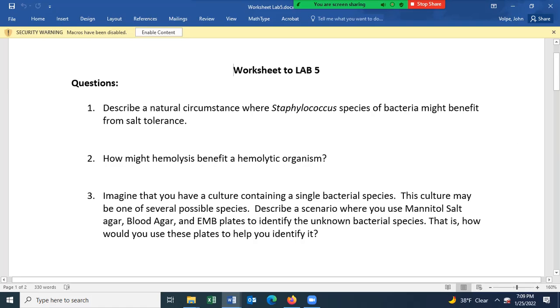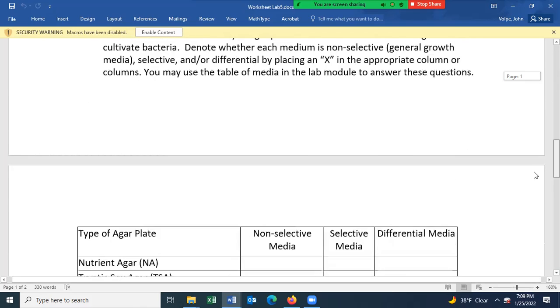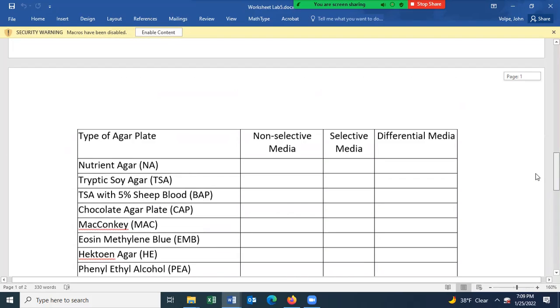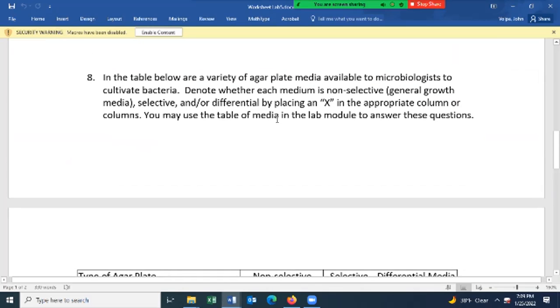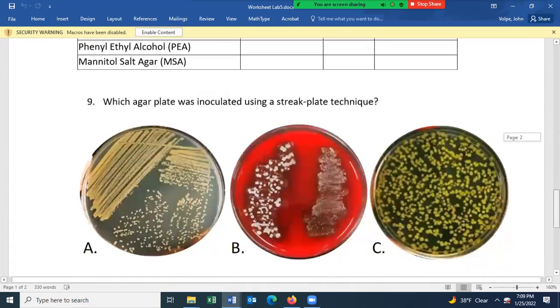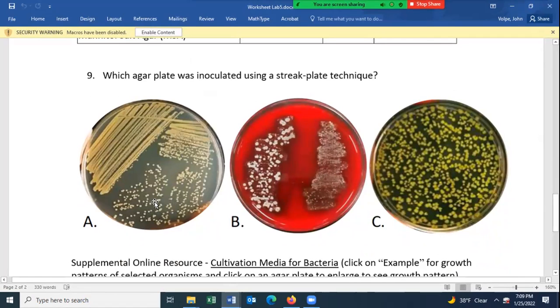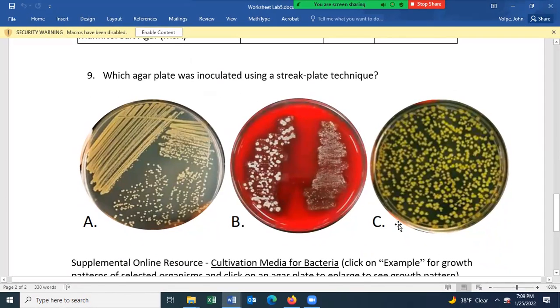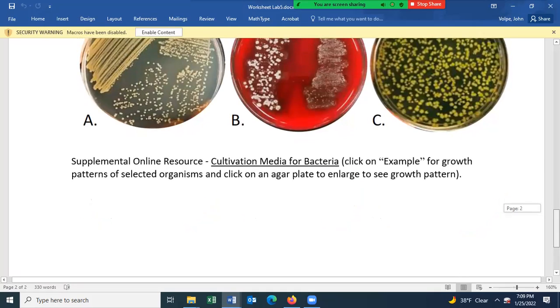So answer the questions. Then fill in this table where you're denoting whether each medium is non-selective, selective, or differential, by placing an X in the appropriate column. And then answer the question, which of these, plate A, B, or C, is using the colony streak plate technique. And then that's it for the lab.